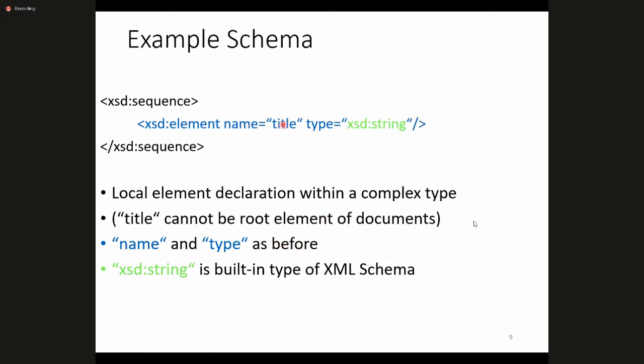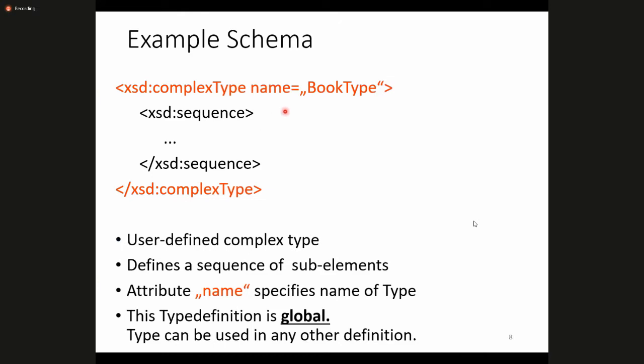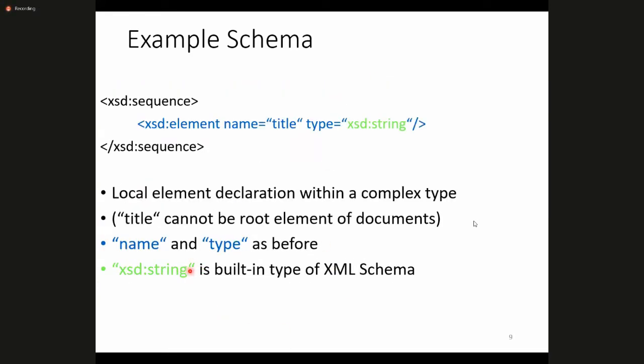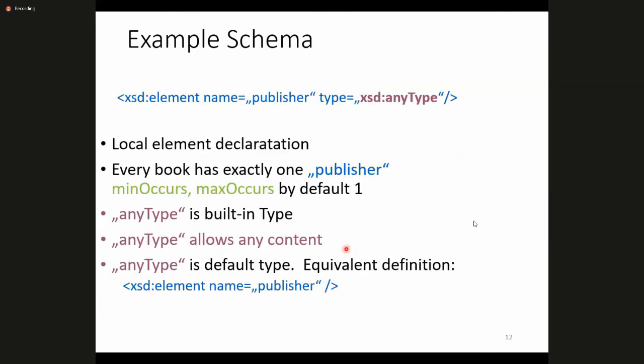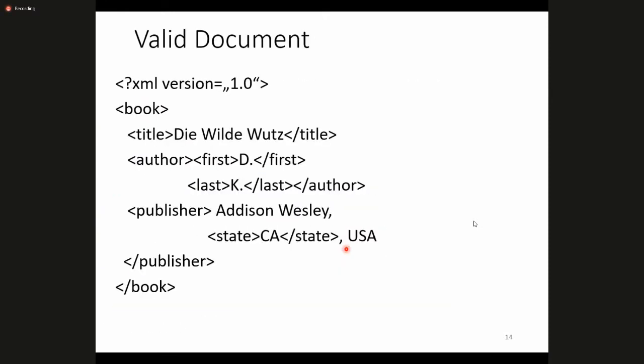So this title cannot be a root element of a document, right? A simple element can never be a root element of a document. So the name type is as before. XSD string is a built-in type of XML schema, right? Now here the data type is book type, that is user defined, but here XSD string is a built-in type of XML schema, that is a built-in data type, right? So we have things like this.